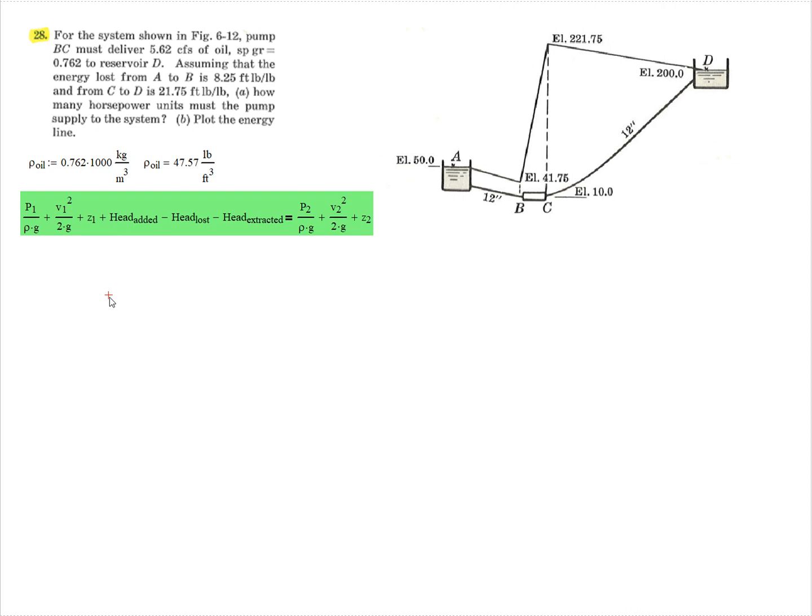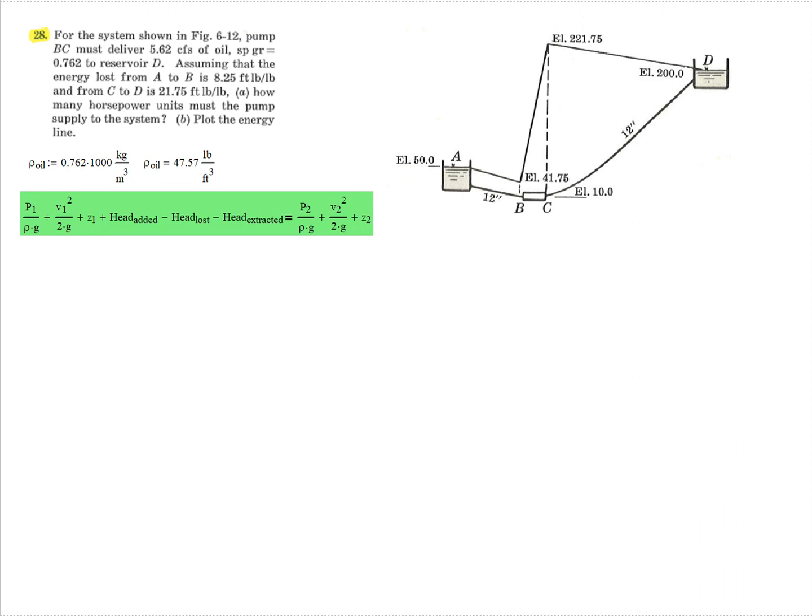Energy at position 1 plus the head that we add, the head that's lost, minus the head that's extracted. Adding is usually by pumps or compressors. Losses are by friction. Extraction, this refers to turbines. We don't have any turbines, we don't have to worry about that. So all of that is equal to the energy at position 2.